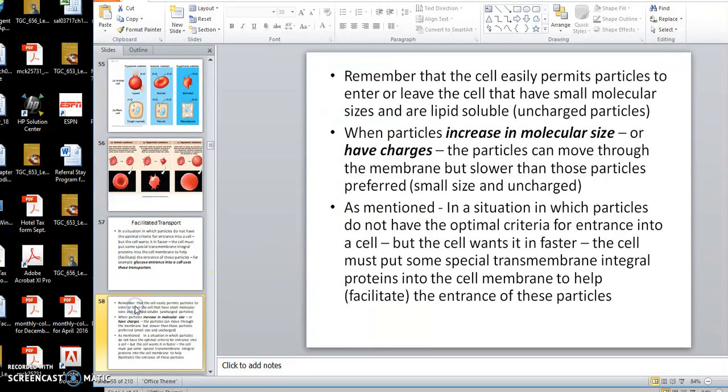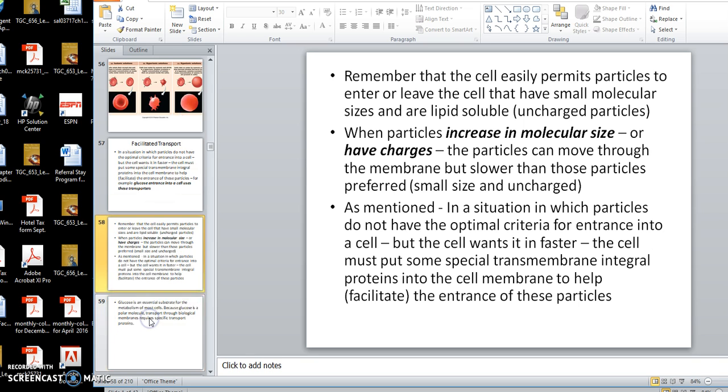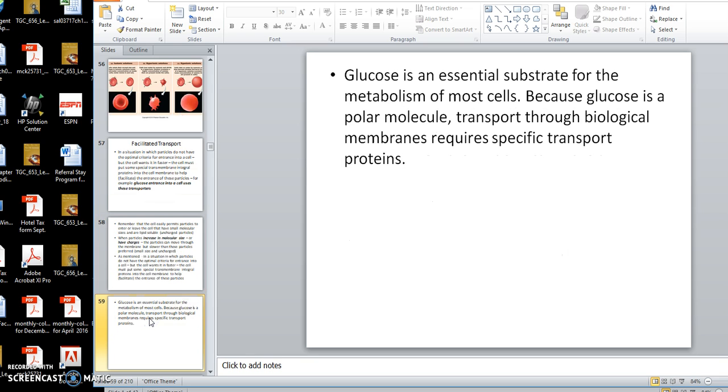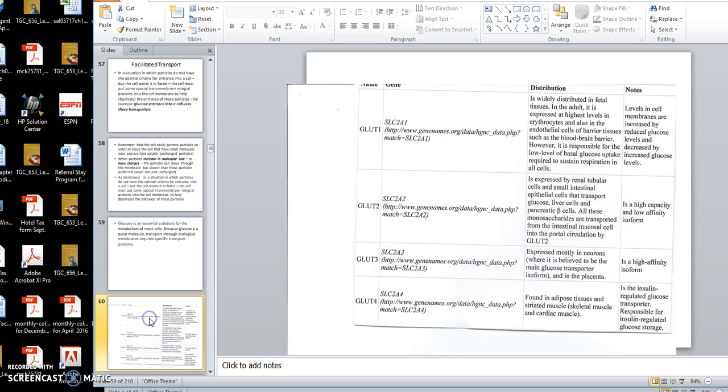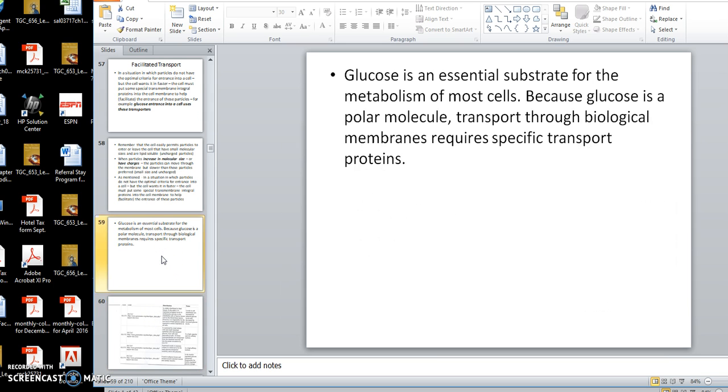One example is glucose. Glucose is a fairly large molecule and it's water soluble. That means glucose is not going to want to go through the lipid layer. So what you have are these GLUT transporters. Here are some of the examples. Because glucose needs to enter your cells to get energy. Sugar needs to enter your cells to get energy.